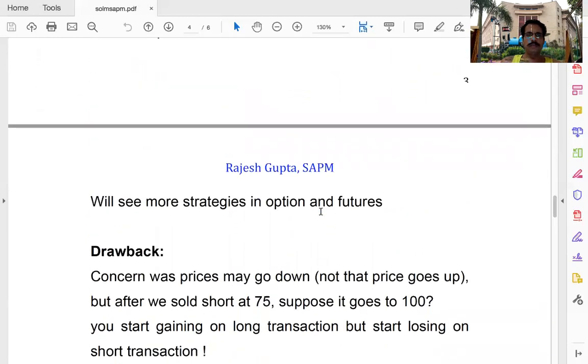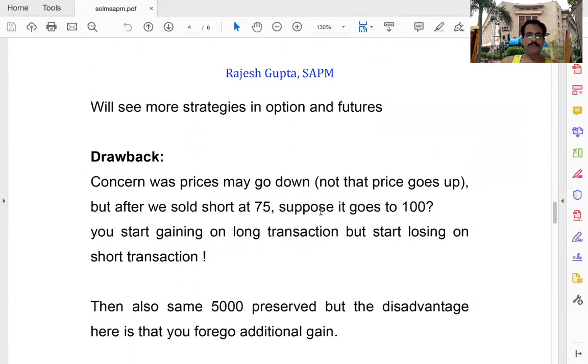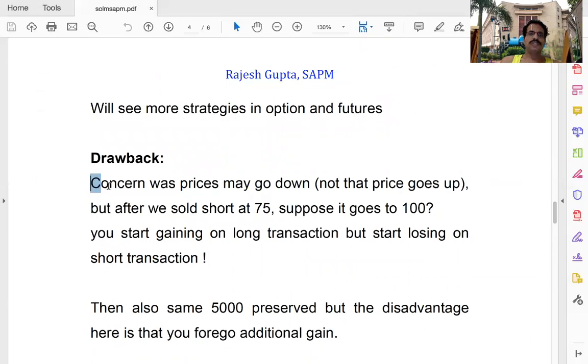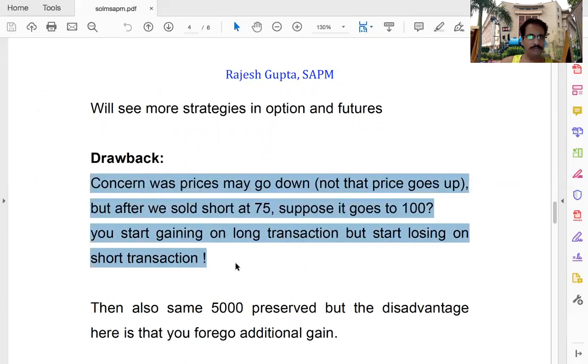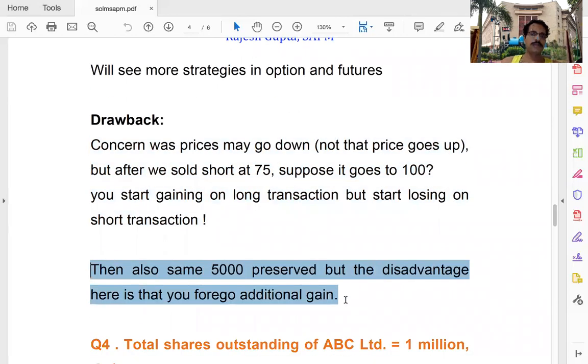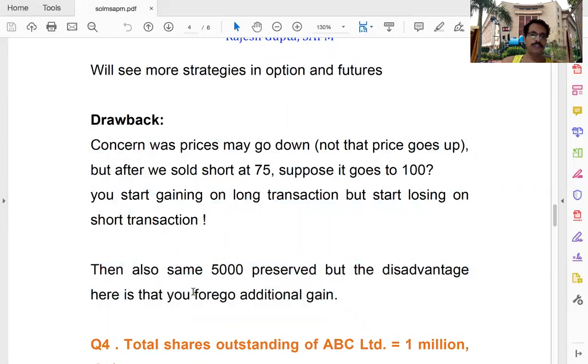We'll see more strategies in options in future. But what is the drawback of this long and short strategy? The concern was that the price may go down, but instead of going down from 75 to, say, 45 or 25, it goes up to 100. Then you start gaining on the long transaction, but start losing on your short transaction, right? You protect your 5,000 still, but the problem is you have to forego the additional gain that you would have realized if the share price had become 100.